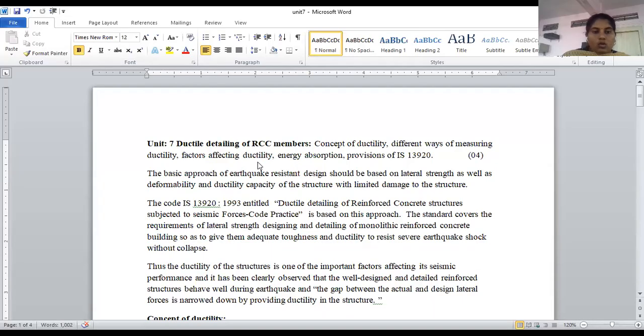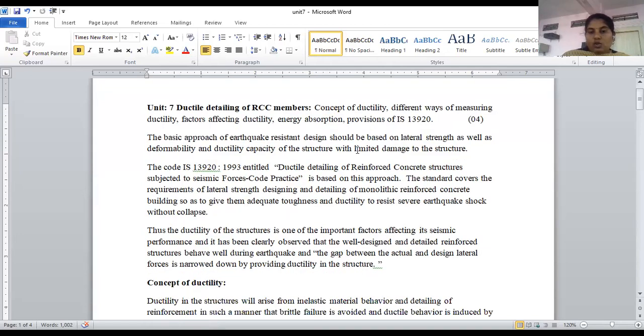Okay, so the basic approach of earthquake resistant design should be based on the lateral strength as well as the deformability, the ductility capacity of the structure, with limited damage to the structure. It is one of the parameters. In the last unit, unit number 6, we have learned, and in unit number 5 also we learned how to make the structure an earthquake resistant structure.